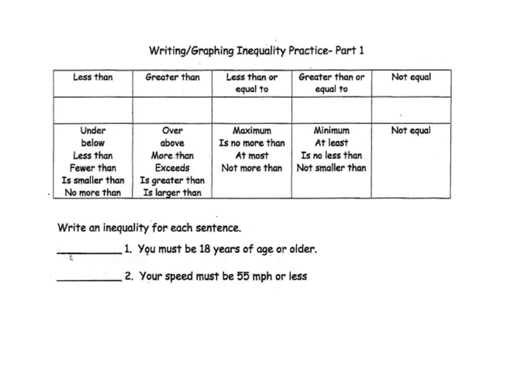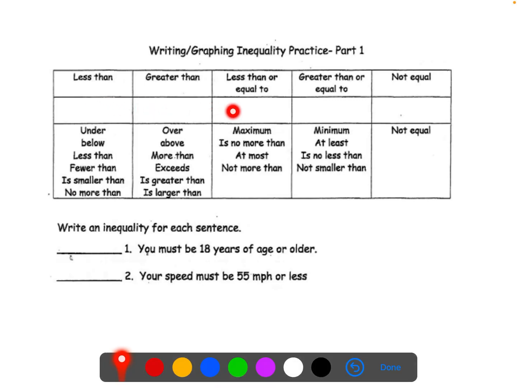On the front side of your handout, it again reviews the different symbols that we use for inequalities. So remember that we have less than, which kind of looks like the letter L here. We have greater than, less than or equal to, greater than or equal to, and then sometimes not equal. So we're going to be using those in this first part to write an inequality for each sentence. I've got the first two here for you.